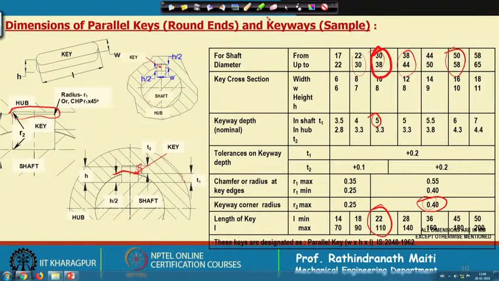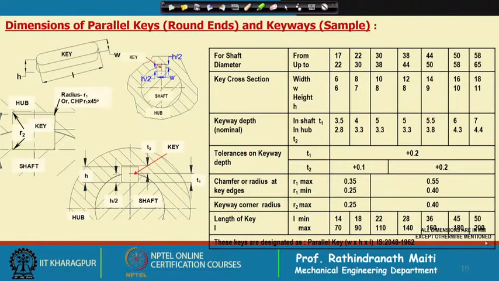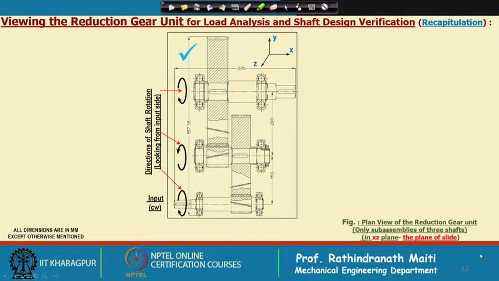Now, depending on the shaft diameter and others, we can select what key will sit on these shafts. Here we have taken the input shaft as 30 millimeter, for which we find 8 and 10: 8 millimeter is the height and 10 millimeter is the width. This key is put there.